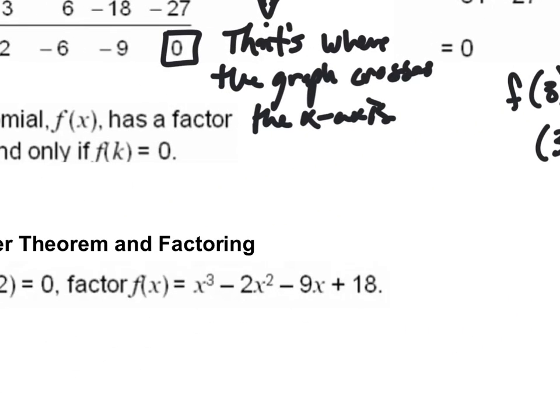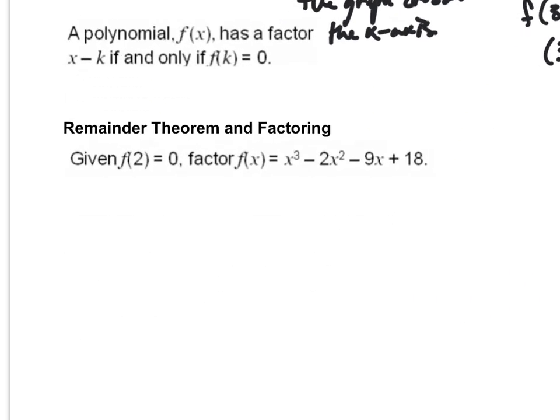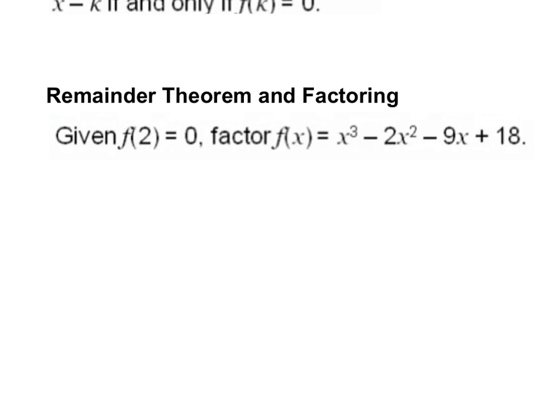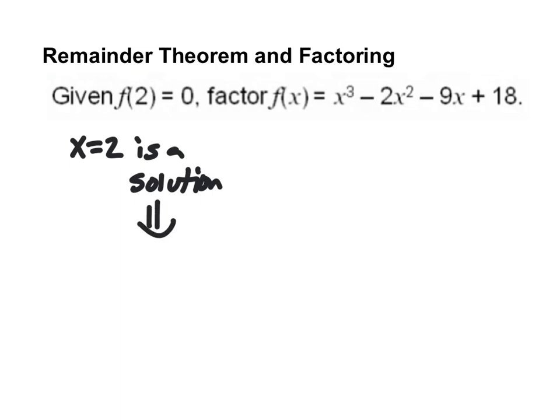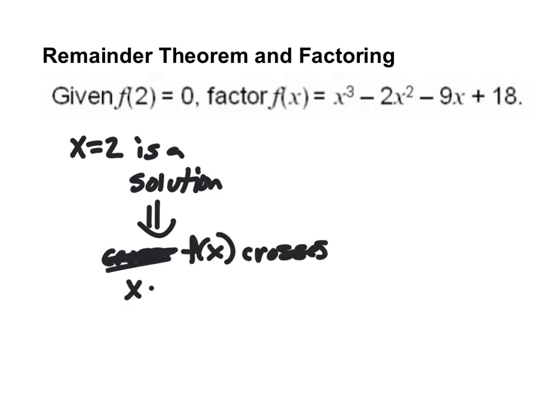All right, so now let's take a look at this. It says remainder theorem and factoring. So it says given that f of 2 is equal to 0, and what that means is that x equals 2 is a solution to the polynomial, meaning that f of x crosses the x-axis at x equals 2. And that's all it's saying.